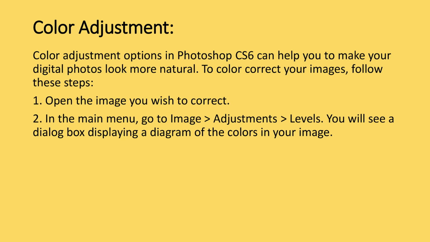Next topic is color adjustment. Color adjustment options in Photoshop CS6 can help you to make your digital photos look more natural. To correct your image color, follow the following steps. Open the image you wish to correct. In the main menu, go to Image, Adjustments, Levels. You will see a dialog box displaying a diagram of the colors in your image.